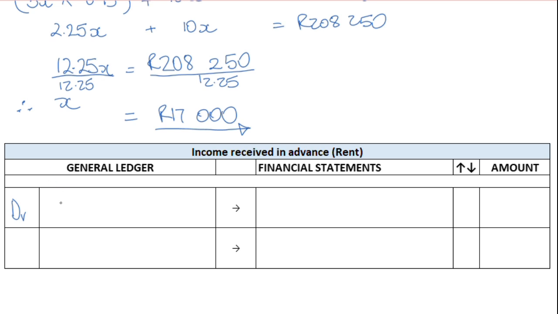We do that by debiting the rent income account because it is an income account and income accounts decrease on the debit side.